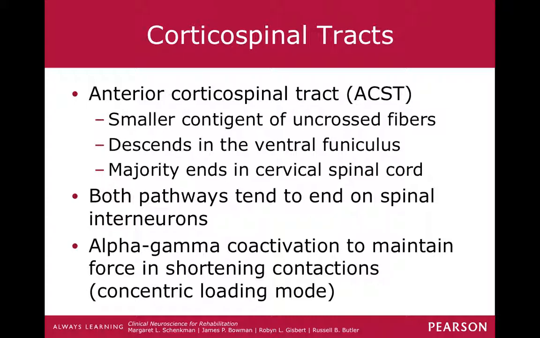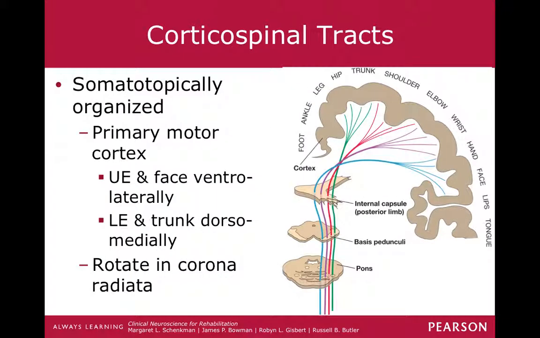Both pathways tend to end on spinal interneurons or directly on lower motor neurons. These descending axons from both parts end on both the alpha and gamma motor neurons to produce alpha-gamma coactivation to maintain force of the shortening contractions, which we call concentric loading mode.